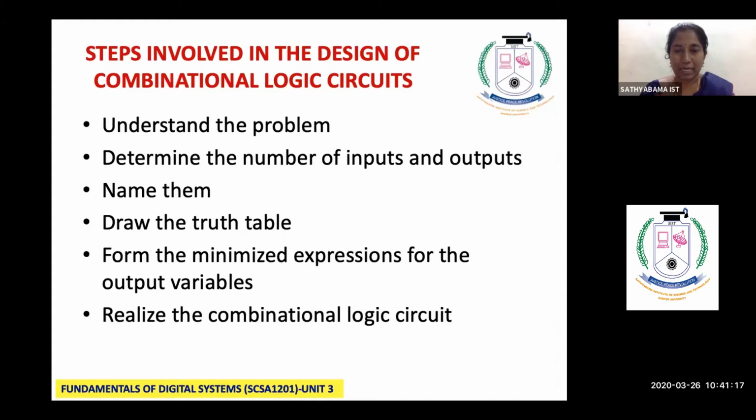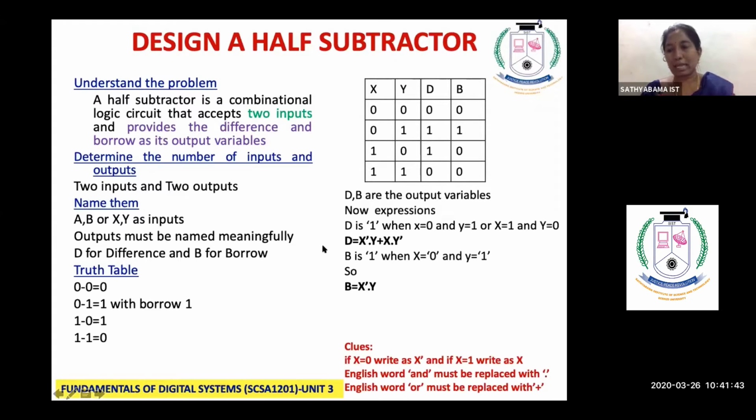We have to determine the number of inputs and outputs. We have to name them. Then we have to draw a truth table. So what is a truth table? It's just a relationship between the input and output based on our question. Then we should form the minimized expression for the output variables. Finally, we have to realize a combinational logic circuit. That's it. So now let us take a question.